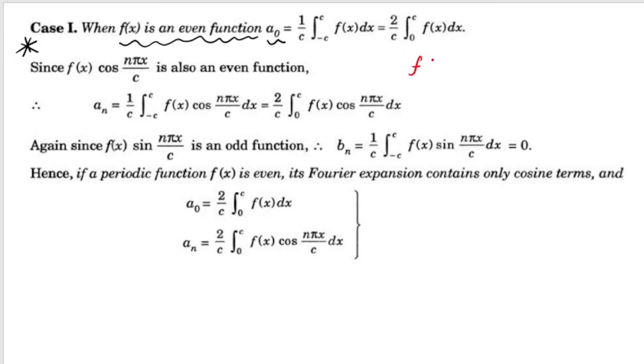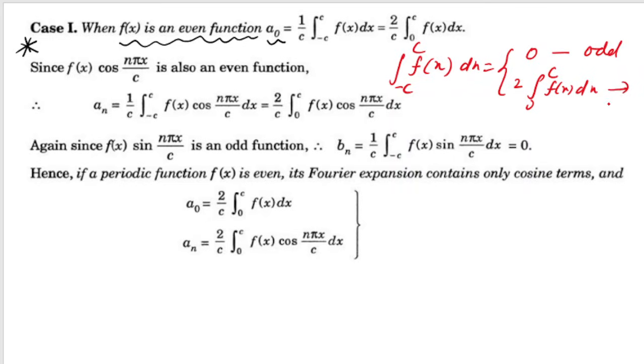And we know the properties of definite integration. Do you remember this? I have discussed in the first video that if I integrate any function from minus c to c f of x dx, there are two possibilities, either it will be 0 or it will be 2 times the integral from 0 to c f of x dx. This happens when f of x is an odd function, and this happens when f of x is an even function. So here I am taking f of x as an even function, so it will become 2 times 1 by c, and the limit will change to 0 to c f of x dx.